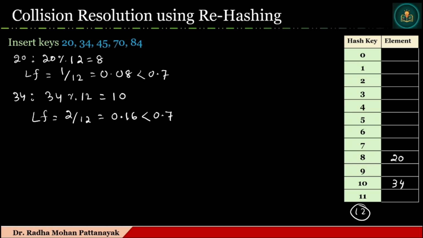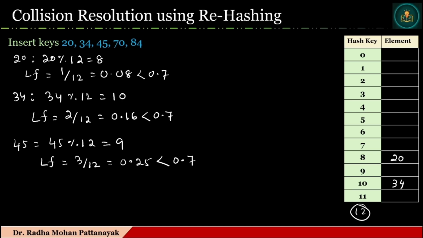Now the next element is 45. 45 modulus 12 equals 9. Clear? Then find the load factor. Load factor is 3 divided by 12. It is 0.25, which is less than 0.7, right? So there is no problem. Insert that 45 into the 9th address.